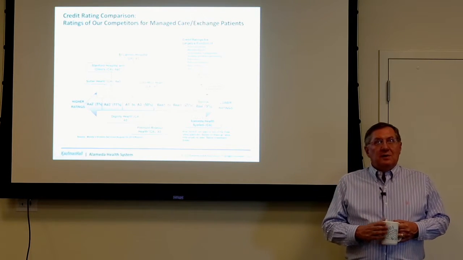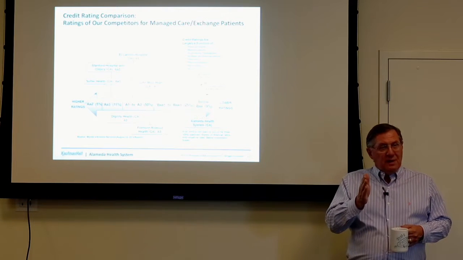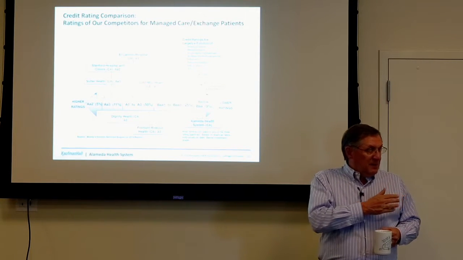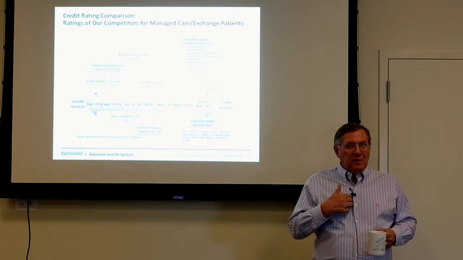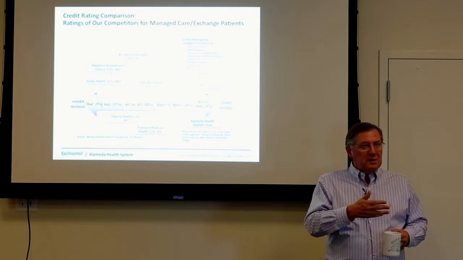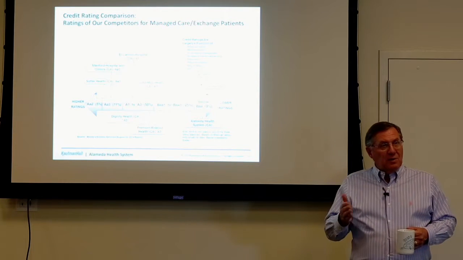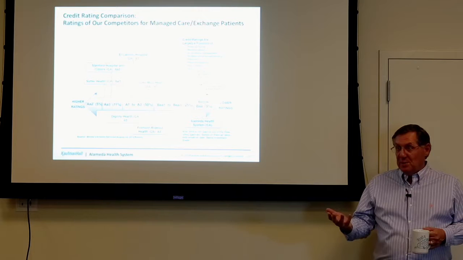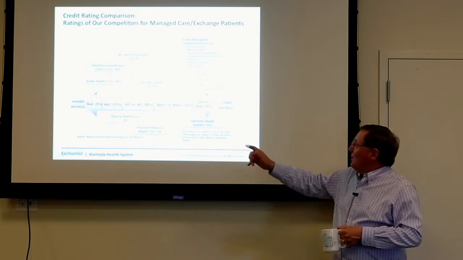So what they do is they draw a line, and they say above that line is what's called investment grade, meaning it's within our policy that we can buy these bonds. And below that line is called below investment grade, or junk. Typically called junk bonds. And that line's right here.